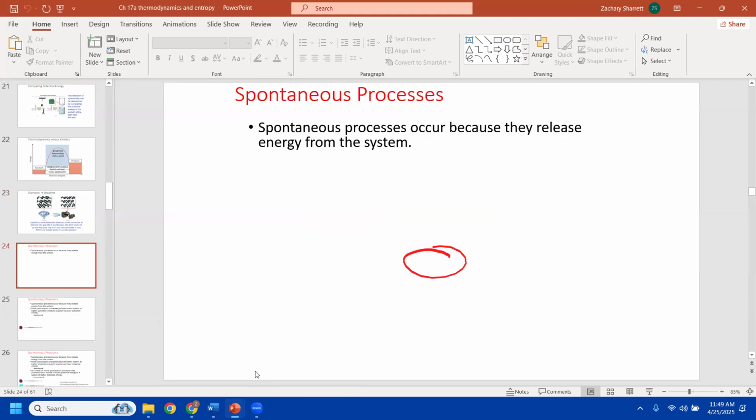Okay. So a spontaneous process occurs because they release energy from the system. We just said an endothermic process could be spontaneous. Am I contradicting myself? Is it Friday and I'm just at the end of the week and I don't even know what I'm talking about? Or you think there's probably something there, right?